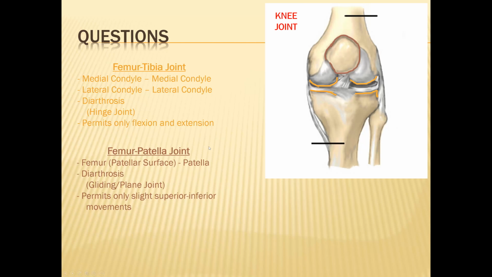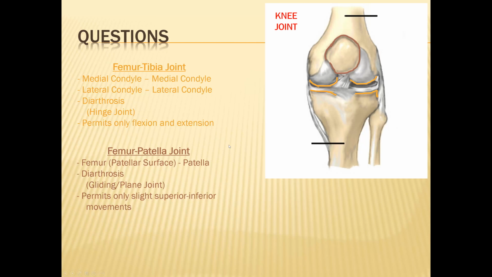We can also see the femur patella joint, which is outlined in brown. This is between the patellar surface of the femur and the patella, which is a sesamoid bone. This is, again, a synovial joint or a diarthrosis, and the specific type is that it is a gliding or plane joint. And this permits the patella to move slightly in a superior and inferior direction, but not a whole lot of movement.